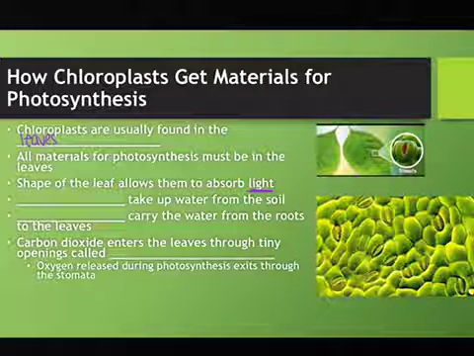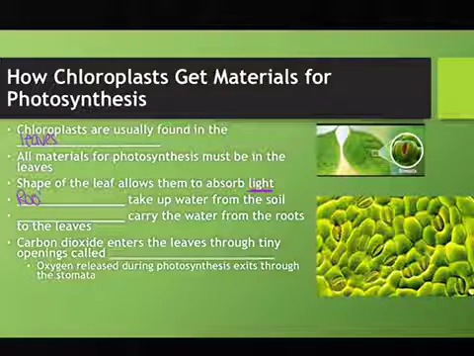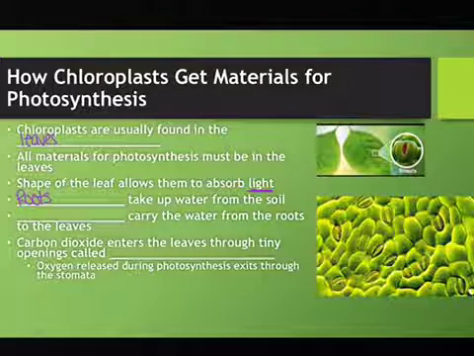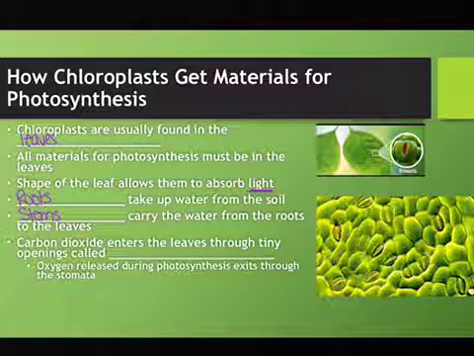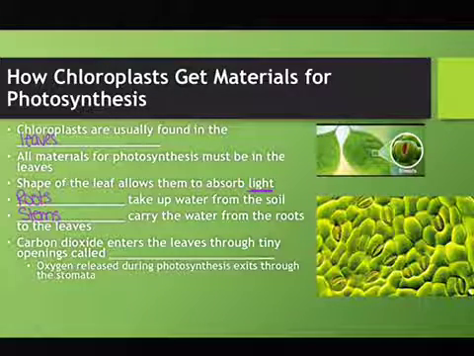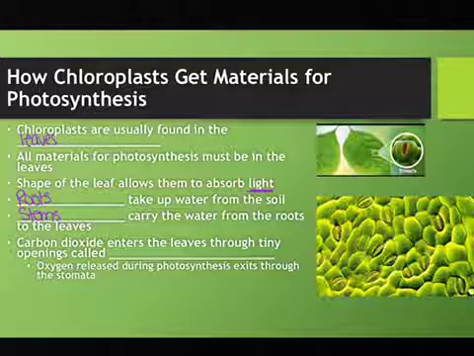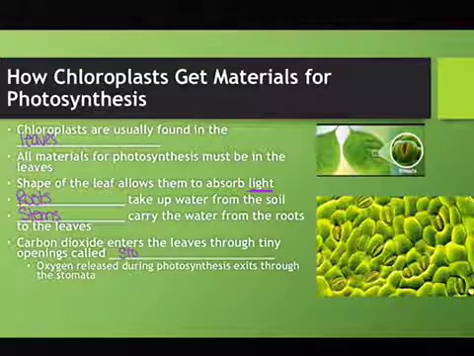need. Then the roots take water from the soil up to the leaf, and then the stem is kind of that in between that takes the water from the roots up to the leaves. Carbon dioxide then enters the leaves through tiny openings that we call stomata.